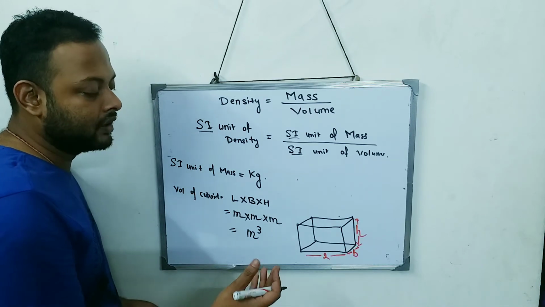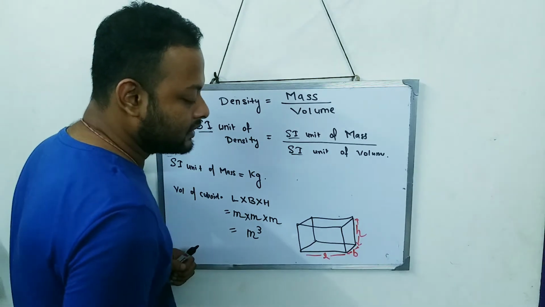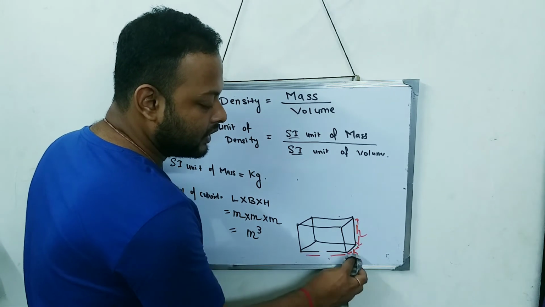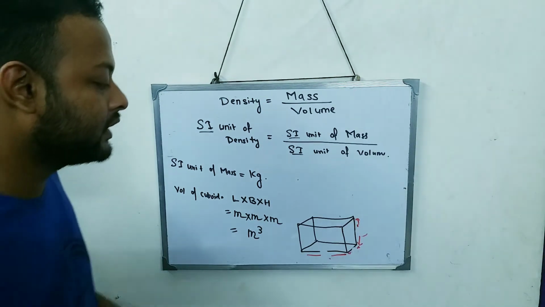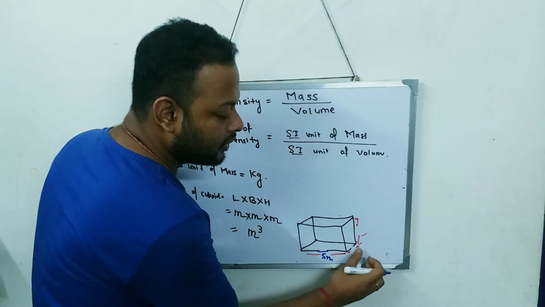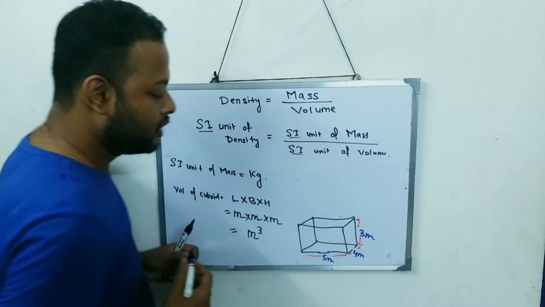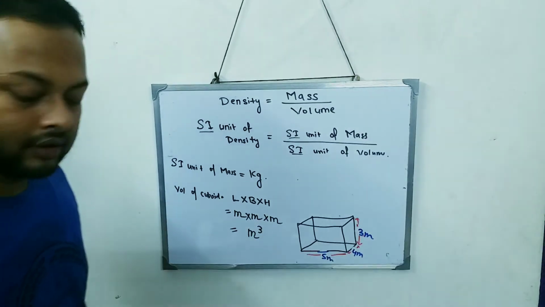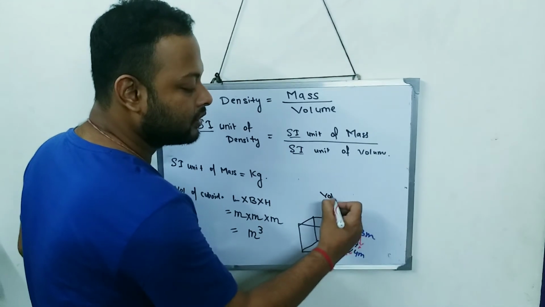For example, I take a few values to make it more understandable. Suppose I take the length as 5 meter, the breadth as 4 meter, and the height as 3 meter. Now what is the volume of this cuboid? It is very easy, just multiply each of them. So the volume will be what?